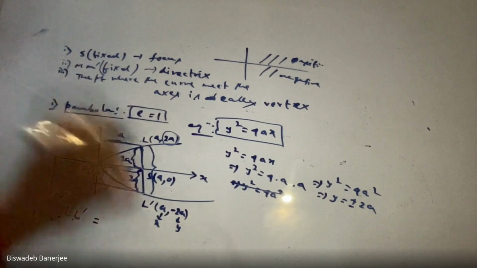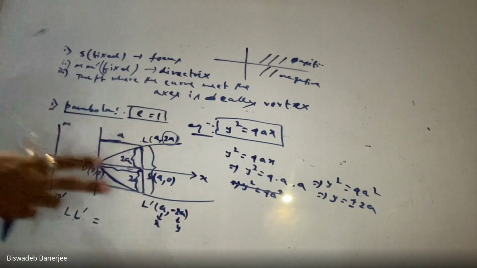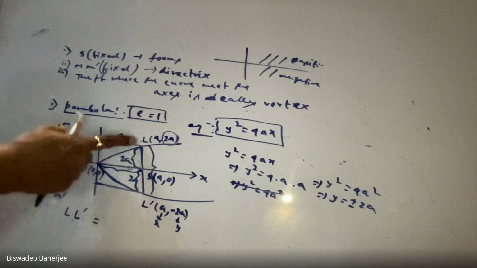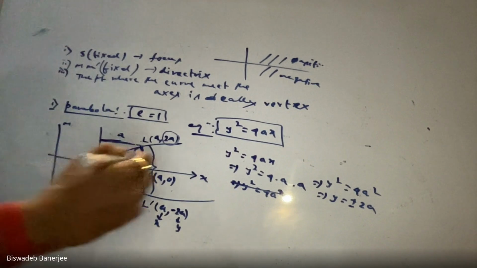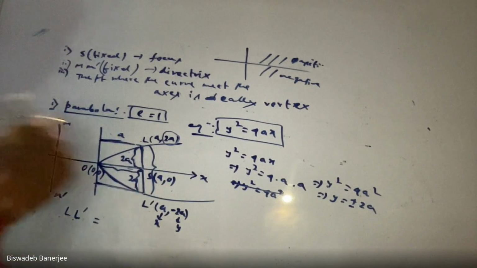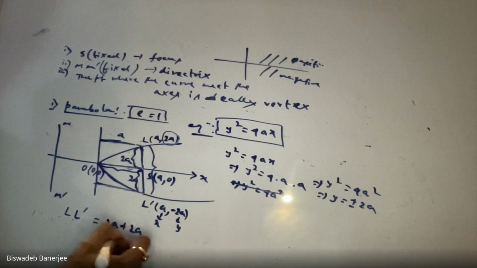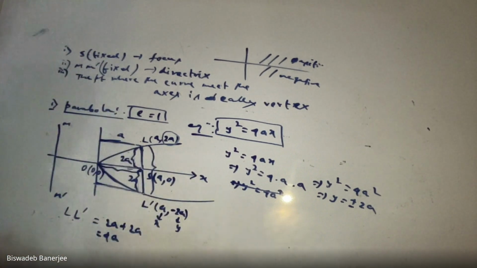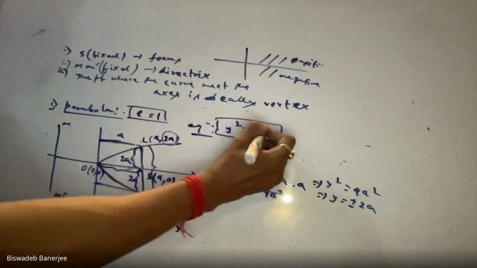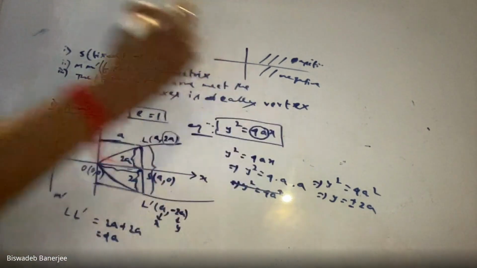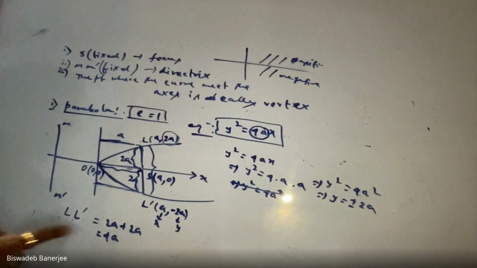That's it. But the length is 2a. So in the lower half, this length is 2a, and in the upper half, the length is 2a. So what is my total length? LL dash. So my total length, LL dash, is 2a plus 2a, giving you 4a. So see that in a parabola, this 4a represents the length of latus rectum. So my length of latus rectum is 4a.